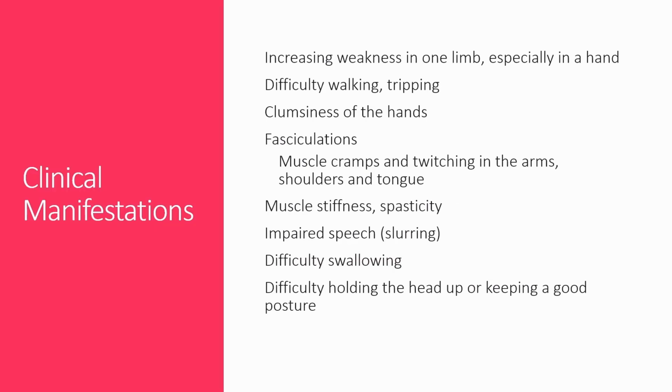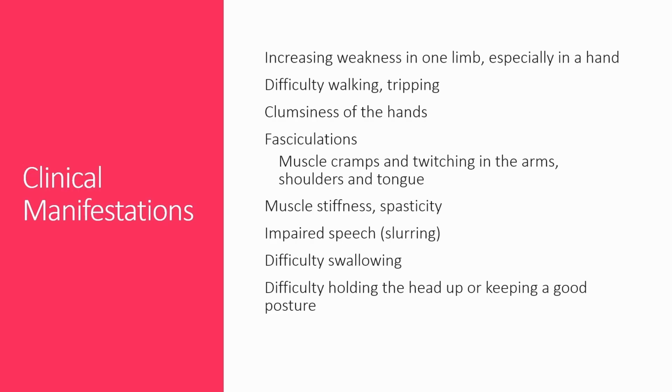So clinical manifestations: increasing weakness in one limb, which will progress to the other side as well. Usually in the hand, walking becomes a problem, clumsiness, they'll drop things. Fasciculations, muscle cramps and twitching in the arms, shoulder, and tongue. Fasciculations are usually due to an upper motor neuron disease. Muscle stiffness, spasticity, and impaired speech, swallowing issues, and difficulty with posture.